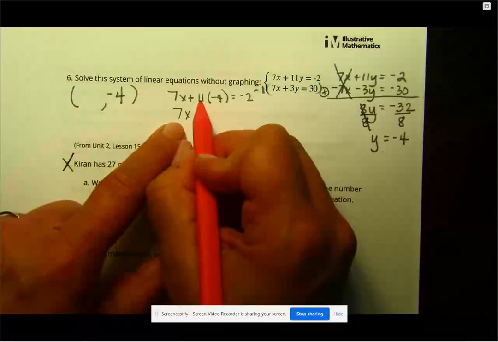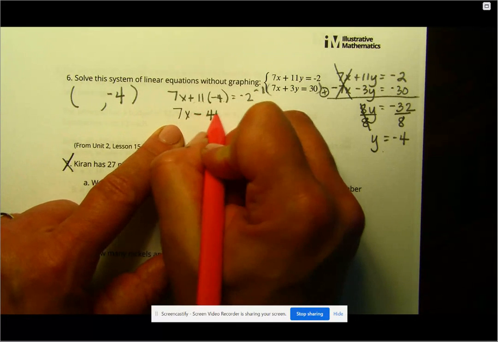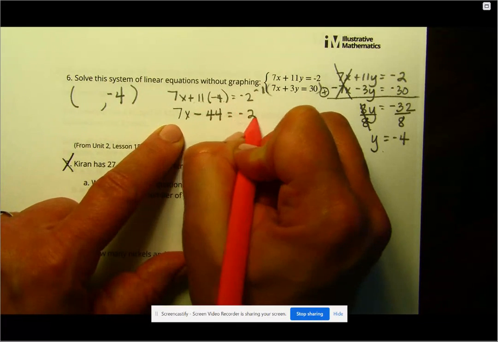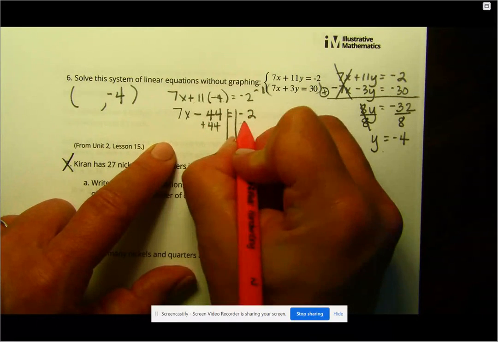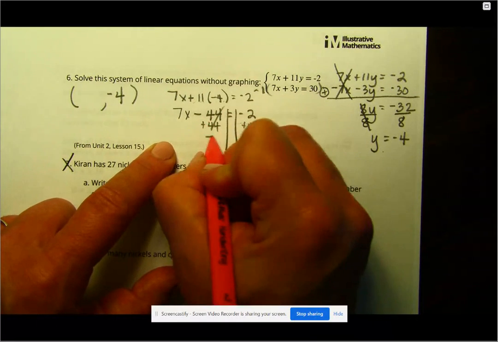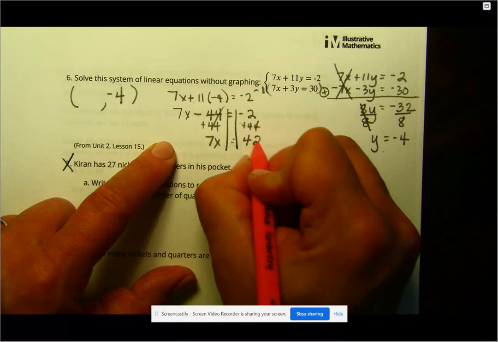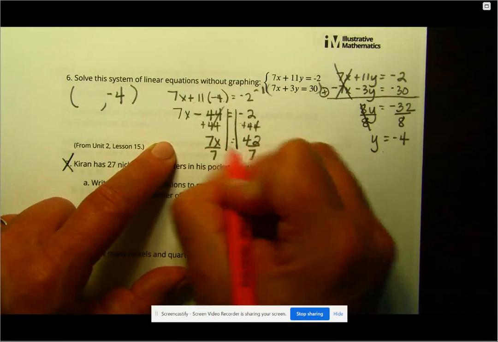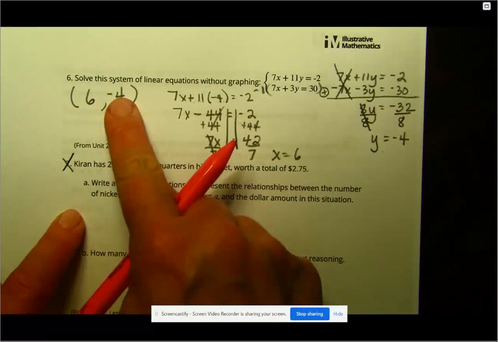Now, that's going to be -44. So 7x minus 44 equals -2. When you add 44 to both sides, you get 42. So it looks like x is equal to 6. You can always verify that in Desmos by plugging them in.